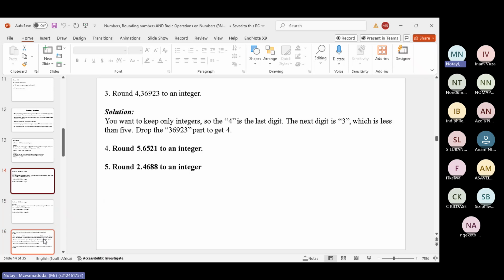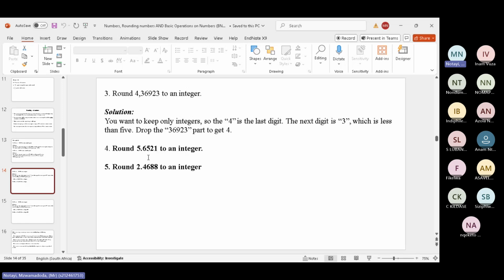All right, another example, round 4.36923 to an integer. That means we're just rounding it to the whole number. You want to keep only integers. So the 4 is the last digit. The next digit is 3, which is less than 5. So we drop the 3, 6, 9, 2, 3 part to get 4.